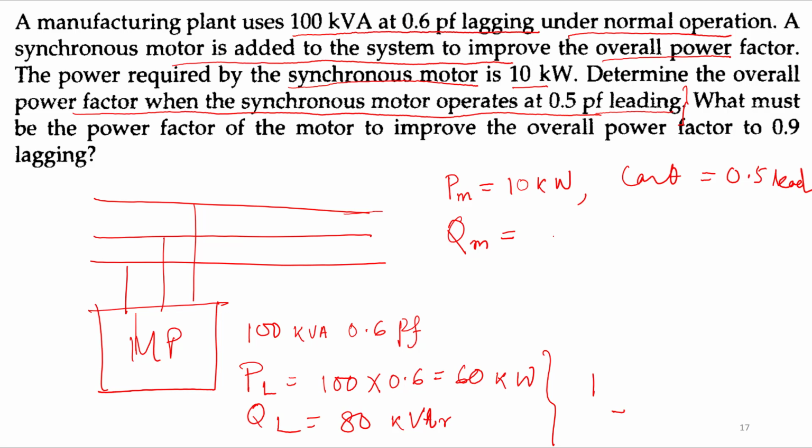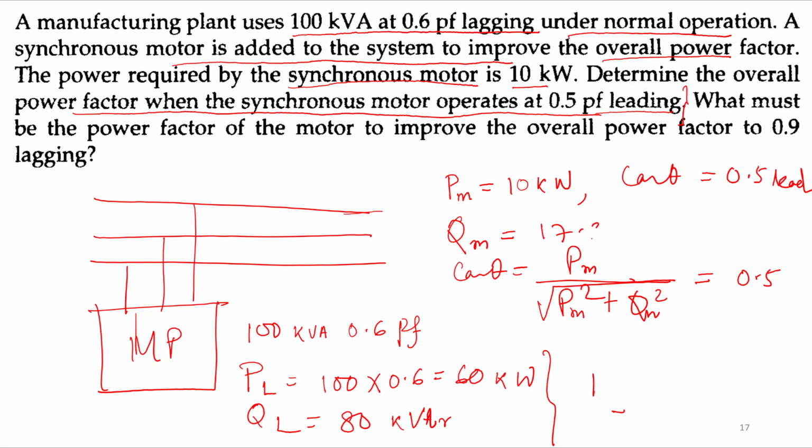How will we find QM? Cos theta is how much? PM by square root of PM square plus QM square. Okay, so from this you can find QM. Yes or no? So what will be the QM? Can anybody tell? This is equal to 0.5. PM you know, PM is 10 kilowatt. Okay, now what will be QM? 17.32 kVAR.